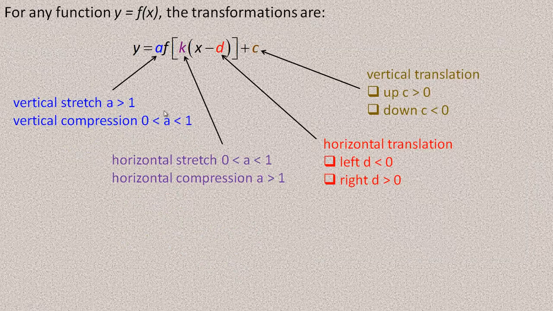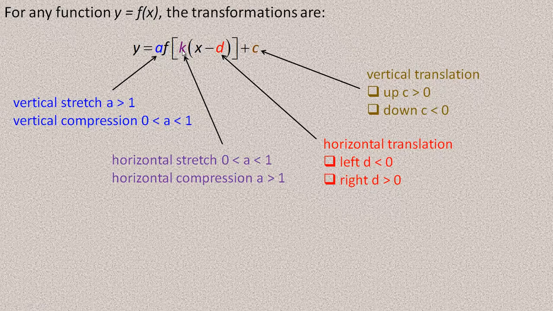In the last page, we have a summary here for any function y equals f of x. The transformations are, we'll call the number in front here a. If a is greater than 1, it's a vertical stretch. If a is a decimal or fraction between 0 and 1, it's a compression. Now, if a is negative, it's also a reflection in the x-axis. I didn't put that in here, but the negative sign means it's reflected in the x-axis. It's upside down compared to the original function.